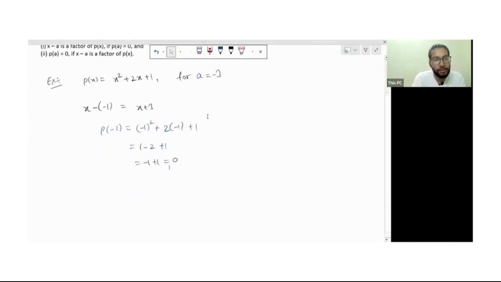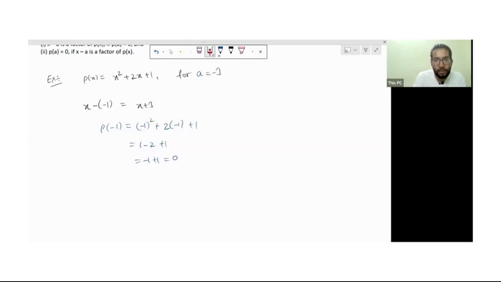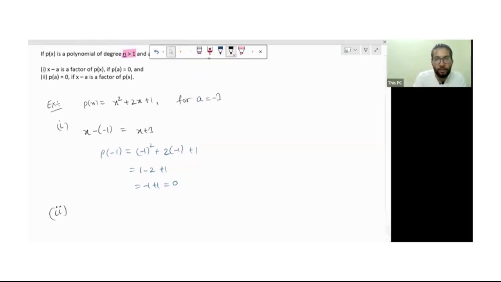Now we are doing the same thing for the second point. It says that p(a) is equal to 0 if x minus a is a factor of p(x), which means if I say that x plus 1 is a factor of p(x), and p(x) is equal to x squared plus 2x plus 1.